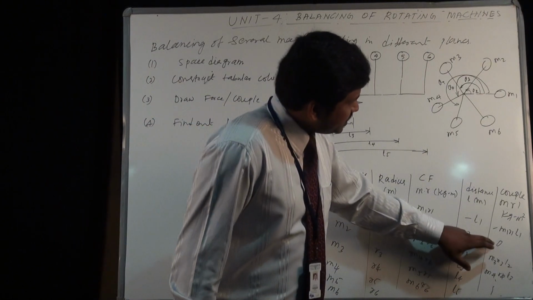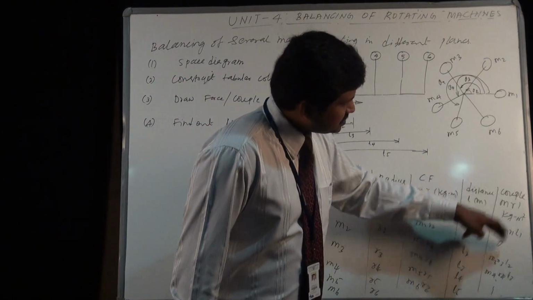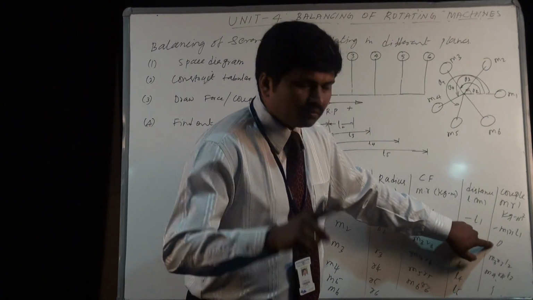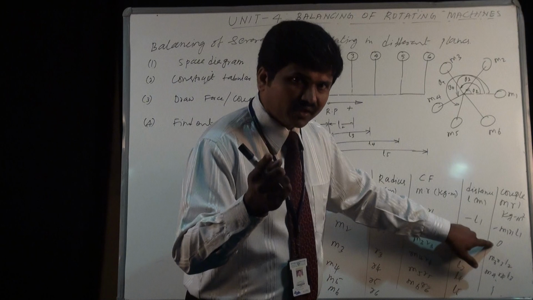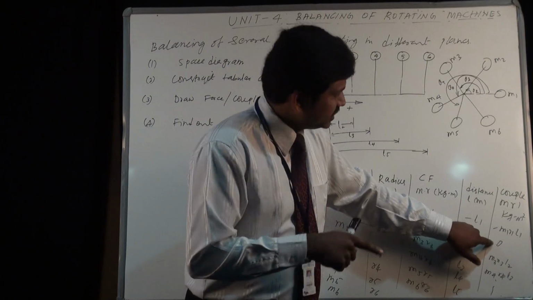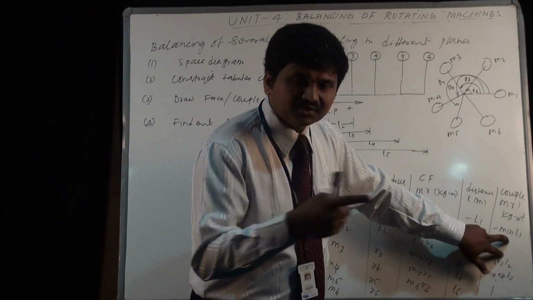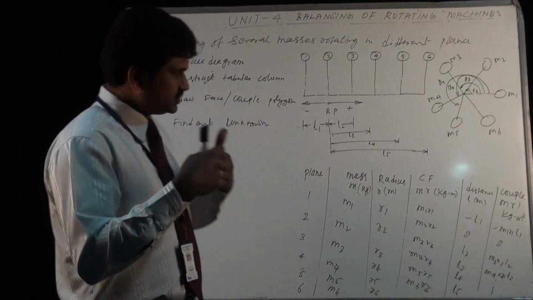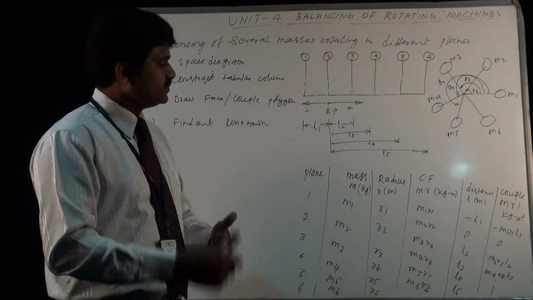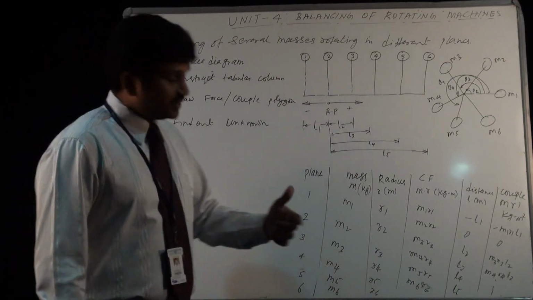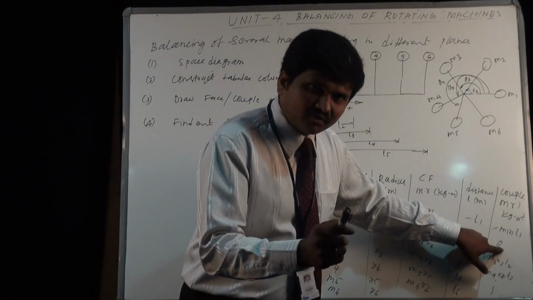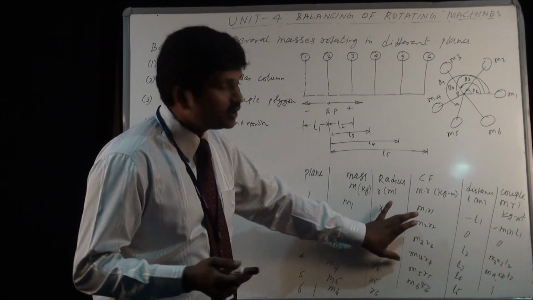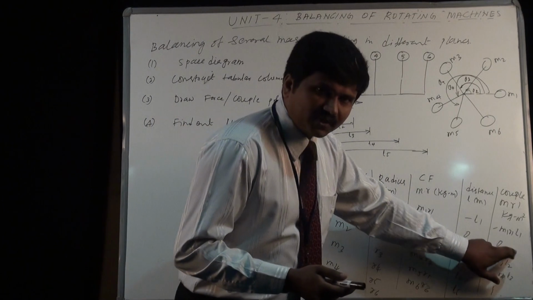Similarly, here if you know all the values of this column, you can draw the couple polygon first. Or if you have one unknown value also, you can draw the couple polygon. If you have two unknown values, you cannot draw the couple polygon first. That is how we decide whether to draw the force polygon first or the couple polygon first. Assume in this case we have one unknown value here and two unknown values there, so you can draw the couple polygon first.